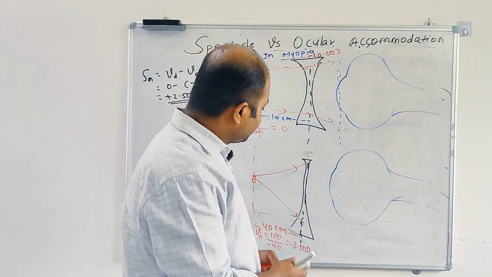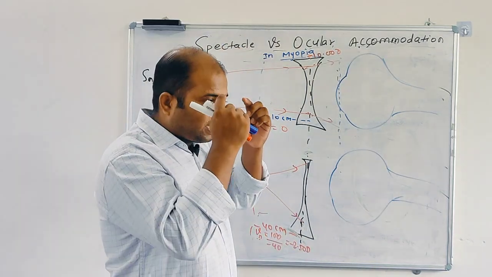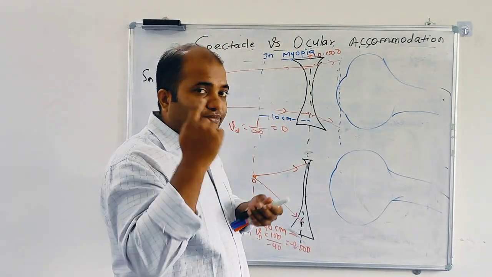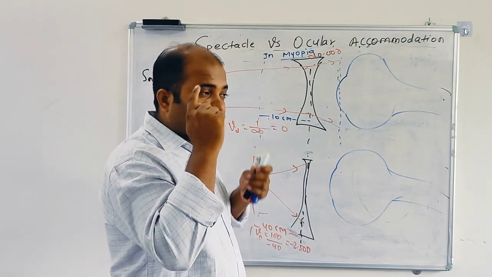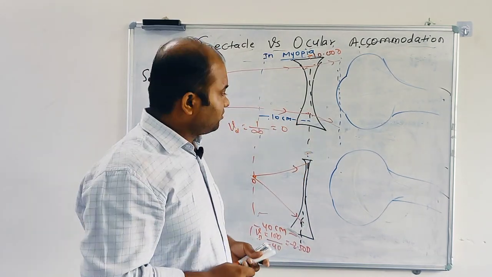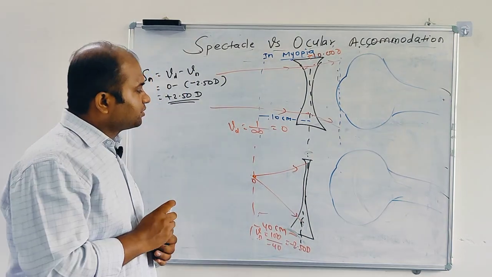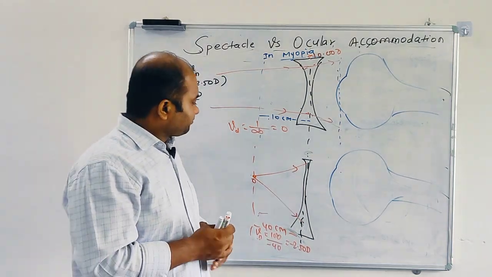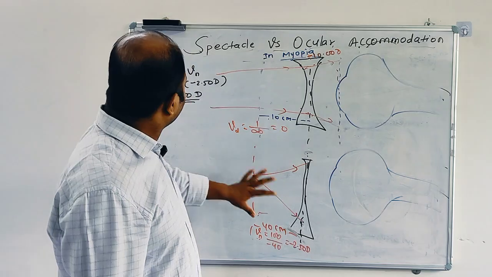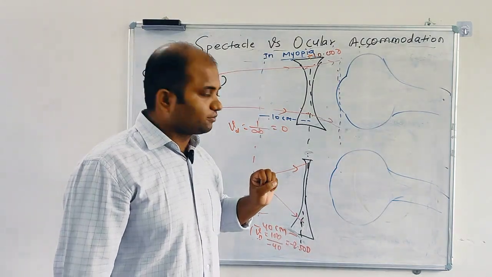This arises because you are taking the measurement from the spectacle plane. I told you once you wear the glasses, it becomes challenging to measure from the ocular plane. So you are measuring from the spectacle plane. So this is about spectacle accommodation.